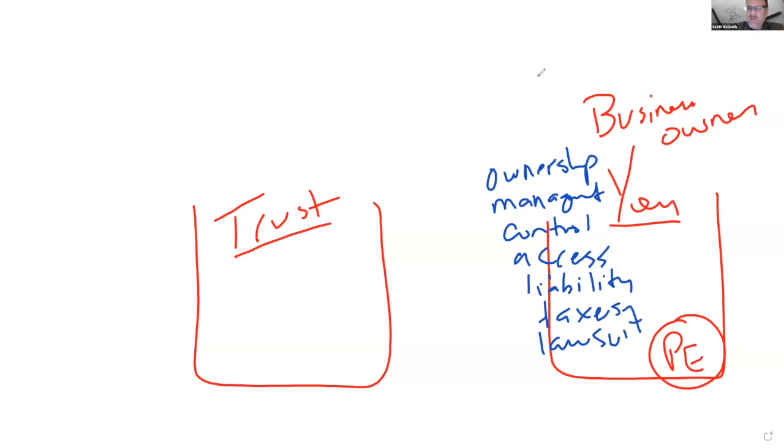Okay. Now, remember we talked about the personal estate. Remember, everything you own is in your personal estate. Now, there are 7 things that matter to the people that matter to me. I look for business owners. I care about business owners. I'm trying to talk to business owners. The reason I want to talk to business owners is because I want to show them that there are 7 things that matter to you. Okay. Ownership, management, control, access, liability, taxes, and lawsuits.